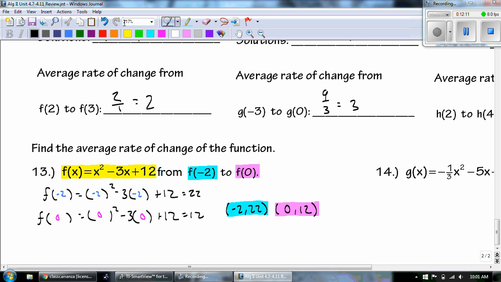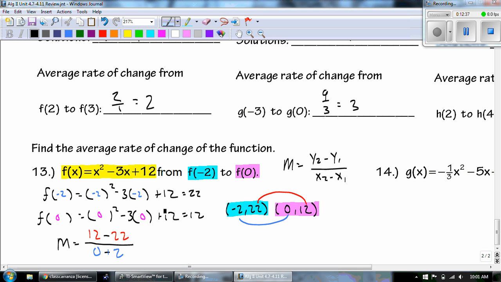Now the reason I'm doing that is to find the average rate of change between 2 points is to use your slope formula. So I'm going to say that my average rate of change, my slope, is 12 minus 22, and then 0 minus negative 2, which turns into a positive 2. I get negative 10 on the top. I get a 2 on the bottom, which gives me my final answer of negative 5.